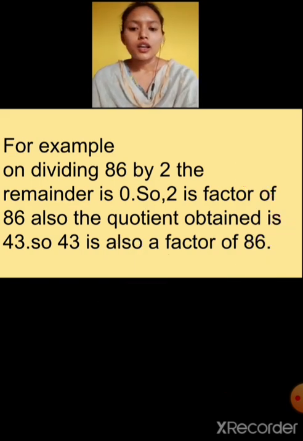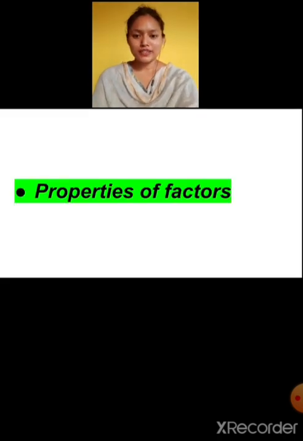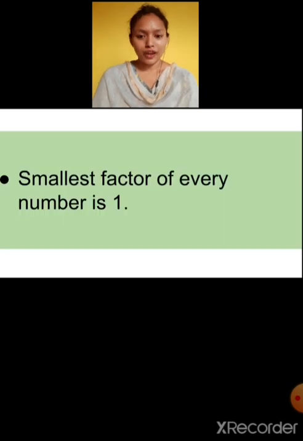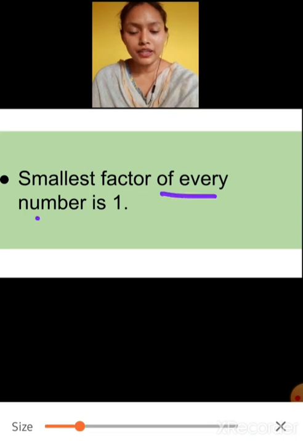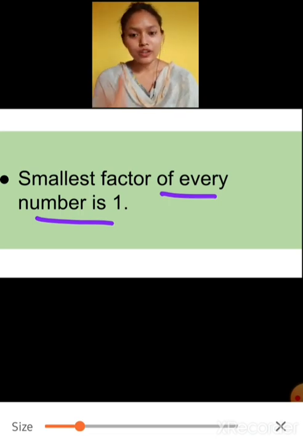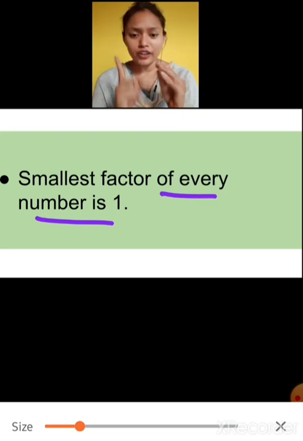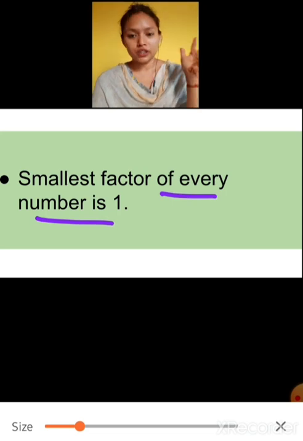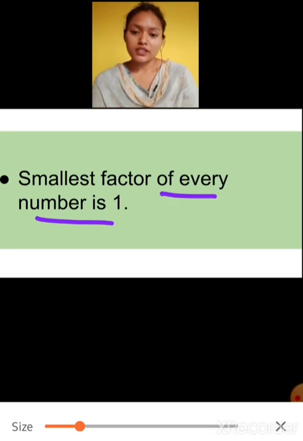Now we will see some properties of factors. The first property of factors is that the smallest factor of every number is 1. Every number has one factor, that is 1. 1 is a factor of every number from 1 to infinity, whatever the number series goes. 1 is a factor of all numbers, because in the ones table all numbers come.